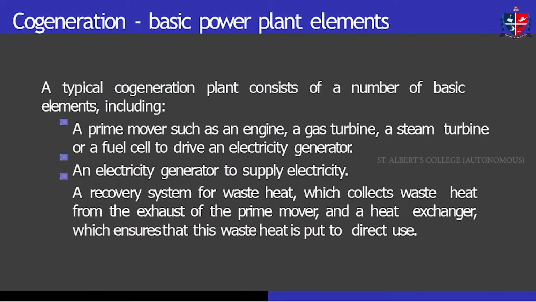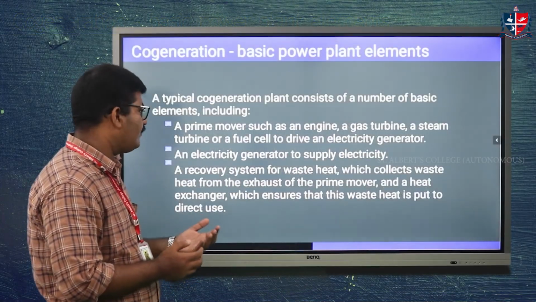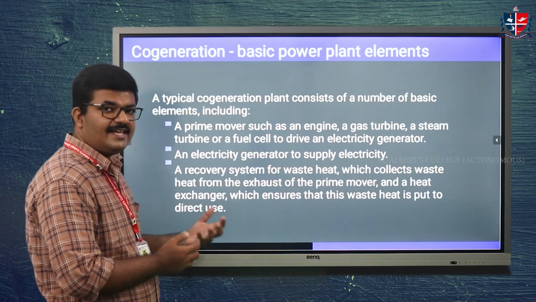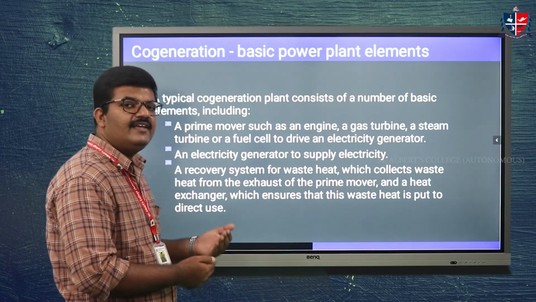The basic power plant elements of a cogeneration system are a prime mover, which is used for the production of electricity. There is an electricity generator. There is another component for the waste heat recovery.